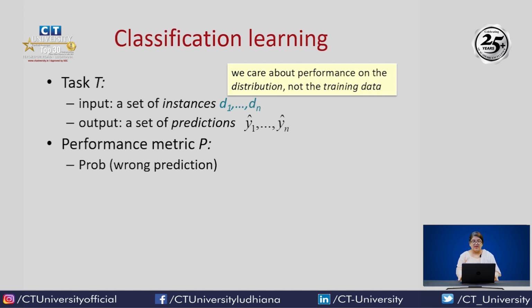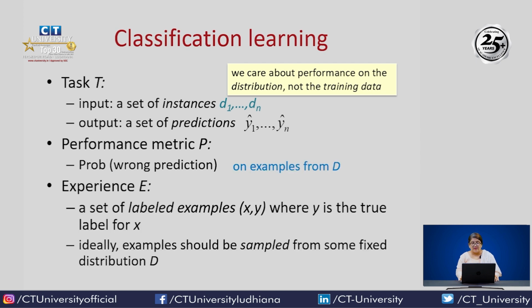It will be a probability. Probability means it can be a wrong prediction, it can be a right prediction. We care about the performance on the distribution, not on the training data. This is very important. Finally, we have experience. Now, I think my definition of machine learning is now in the paper that I have already told you about in the previous slide.